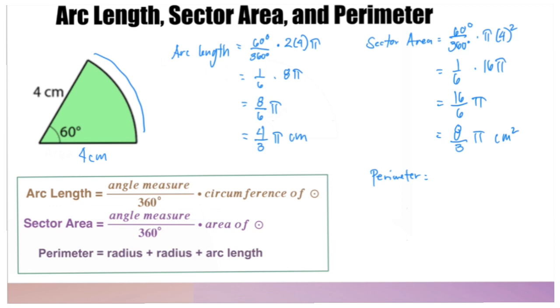As for the perimeter, we will have 4 centimeters plus 4 centimeters plus 4 over 3 pi. To simplify this, we're going to have 8 plus 4 over 3 pi. The answer will be 12.19 centimeters. This one is an estimate, by the way. I already rounded it up. This is the answer. That's it.